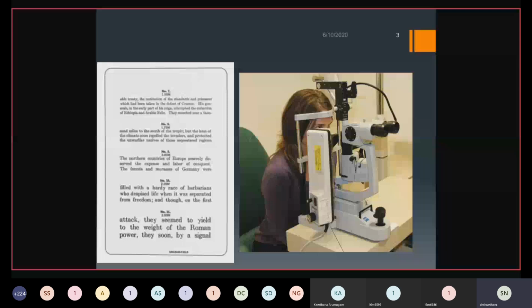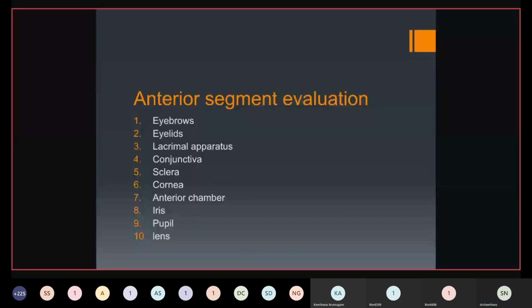And on the left-hand side, the chart you're seeing is called Jaeger's near visual acuity chart. So visual acuity assessment will involve distant visual acuity and near visual acuity also. It is to be done in all patients. So this is how Jaeger's chart looks like.